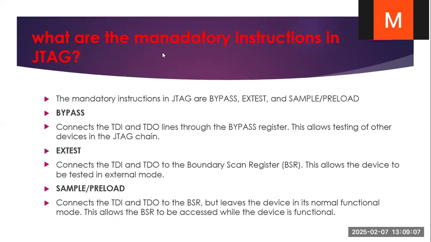What are the mandatory instructions in JTAG? The mandatory instructions in JTAG are bypass, extest, and sample/preload. So bypass connects the TDI to TDO lines through the bypass register. This allows the testing of other devices in the JTAG chain. Extest connects the TDI and TDO to the boundary scan registers.